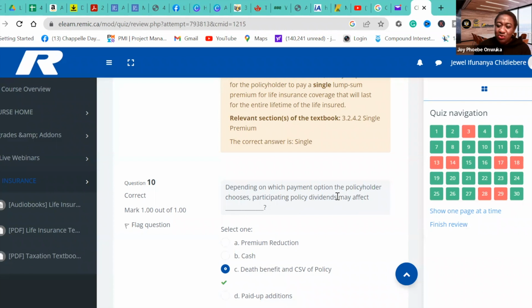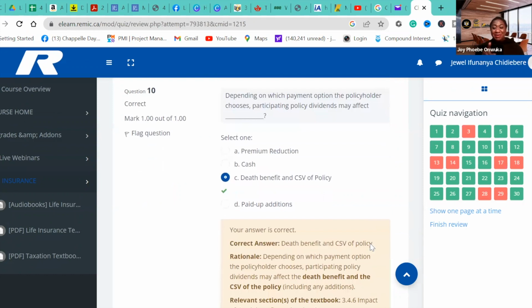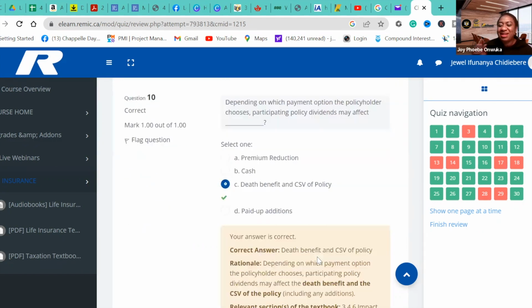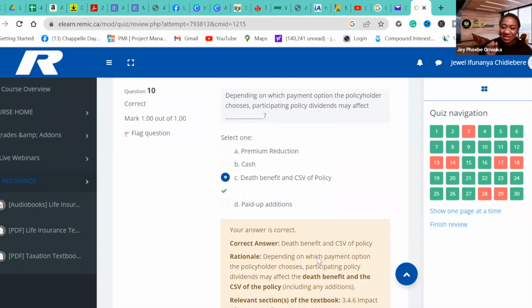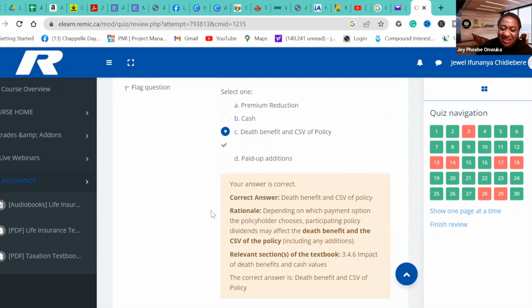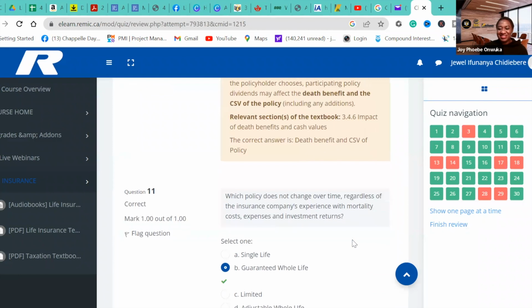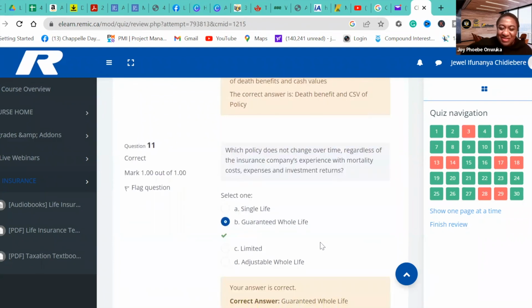Depending on which payment option the policyholder chooses, participating dividend may affect this one. Oh my God. Yeah, dividend may affect the benefit and cash surrender value. You guys remember I was saying, I'm going to go with this C because I'm curious to see their rationale. Depending on which payment option the policyholder chooses, participating policy dividend may affect the death benefit and the cash surrender value, including any additions. Interesting. Okay, awesome.